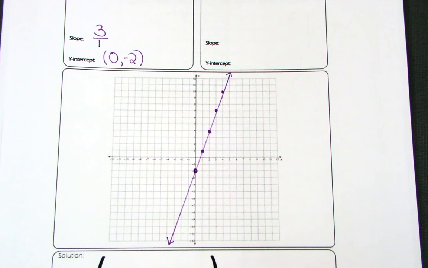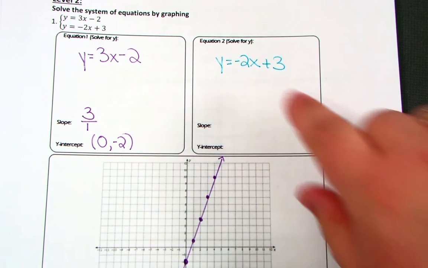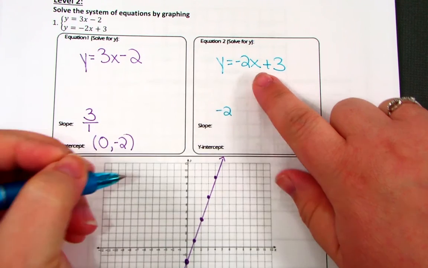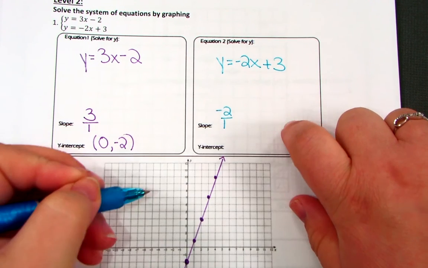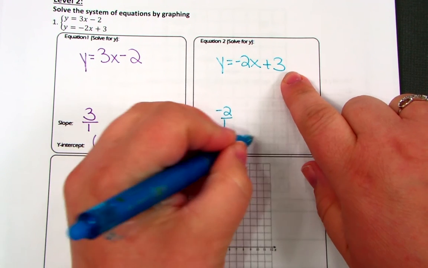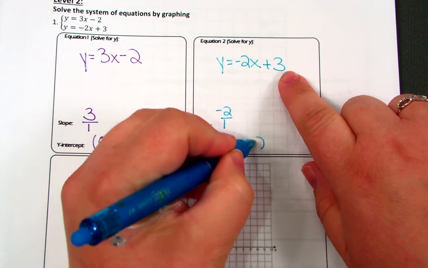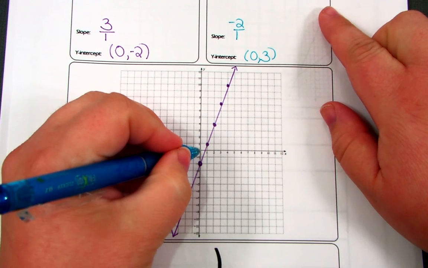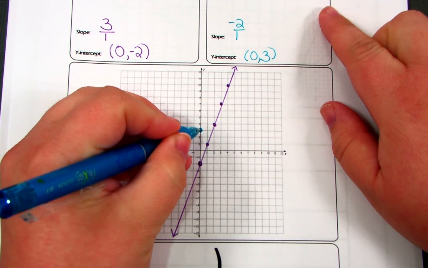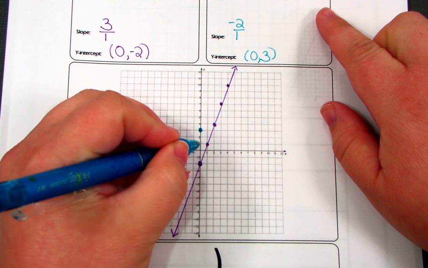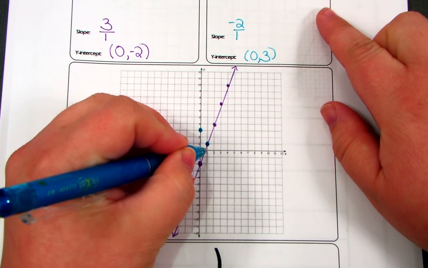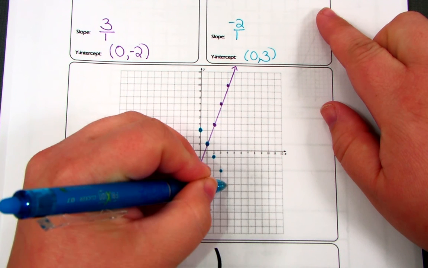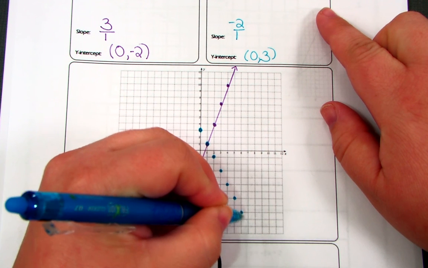Let's jump back up to the second equation. The slope is the number in front of the x, so that means it's -2. And to write it as a fraction, we put it over 1. Then we have a y-intercept at 0, 3. So to plot this, we're going to start at that point, 0, 3. And then count your slope from that point. Down 1, 2, over 1. And I'm going to continue it all the way across the graph.